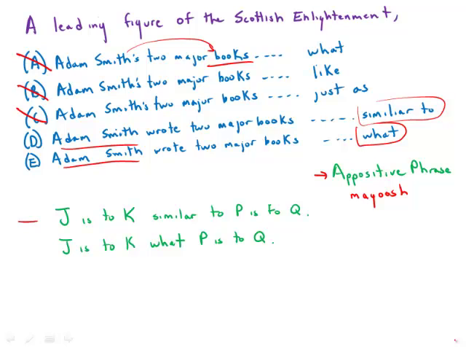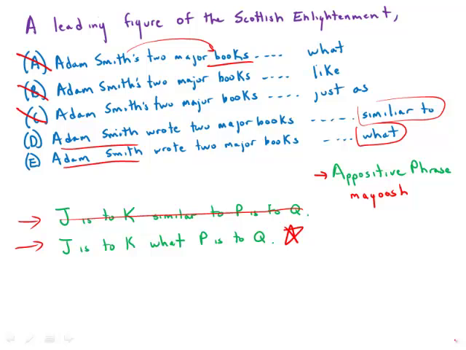And so let's look at these two constructions. J is to K, similar to P is to Q. That's horrible, actually. J is to K, what P is to Q. So the first one is just completely wrong and it's horrible. The second one is an idiomatic phrase in English.